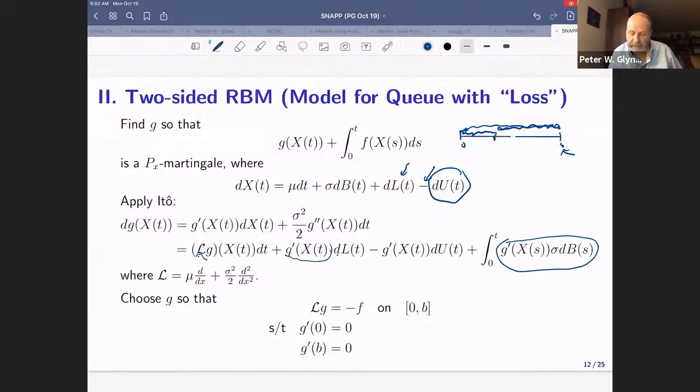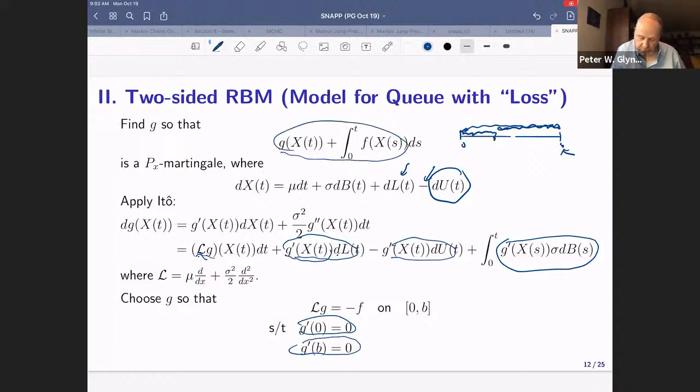Now L only pushes at the origin, so dL of t is only positive when X of t is equal to 0. So we can make this equal to 0 if we choose g prime of 0 equal to 0. Similarly, we can make this equal to 0 if we set the derivative of g at b equal to 0. And then since we're trying to make this process a martingale, we need to choose Lg equal to minus f. By choosing Lg equal to minus f, when we bring this term over to the left-hand side, we're going to get dg of X of t plus f of X of t dt. That's exactly what we need here in order to get the martingale representation. So that's a quick exposition of what Poisson's equation looks like for this reflected process in the context of a two-sided reflected Brownian motion.